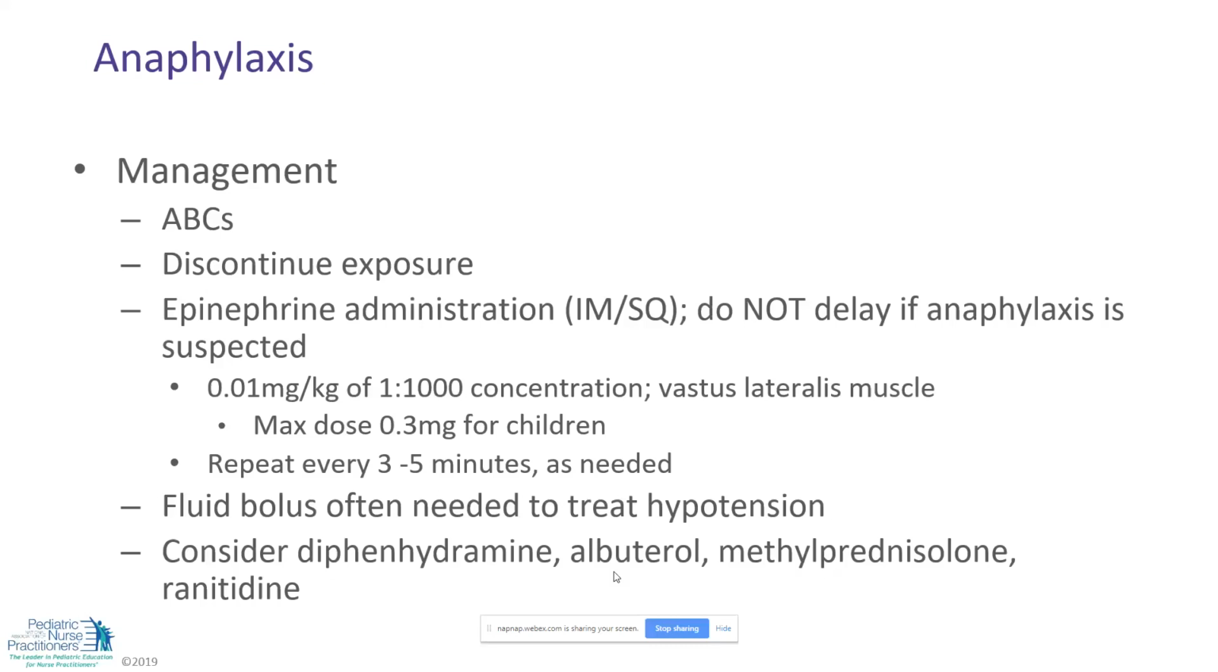Often those patients will require a fluid bolus because they may become hypotensive. And you can give other agents such as diphenhydramine, albuterol, a corticosteroid, and also an H2 blocker like ranitidine or famotidine in the setting of anaphylaxis to help otherwise care for those patients.